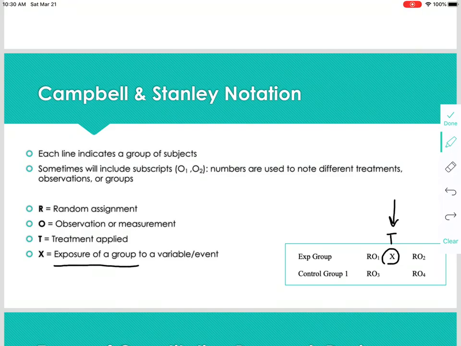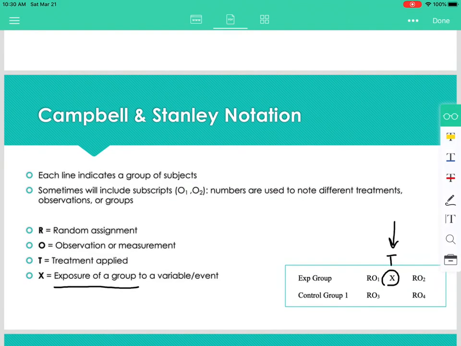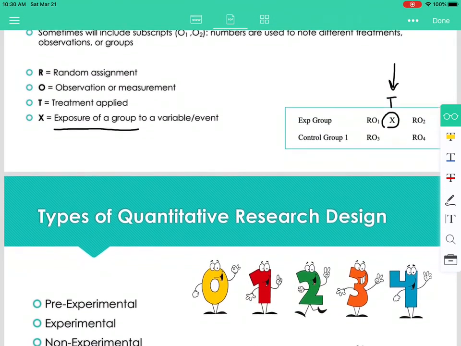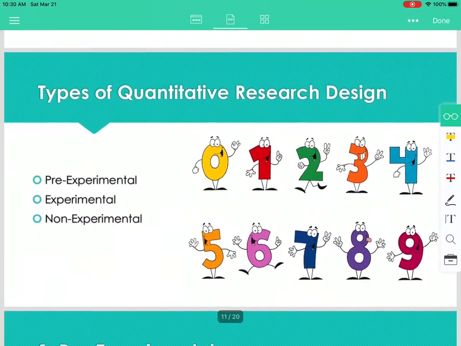As we go through the research designs in quantitative, I'll be giving the Campbell and Stanley notation for each, just to help us better understand. Okay, we're going to take a little break here, and I'm going to come back for part 2.